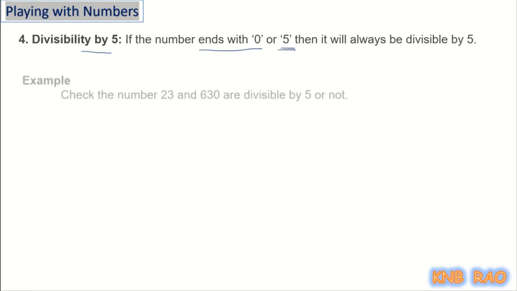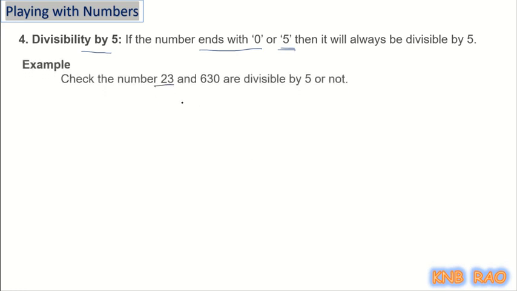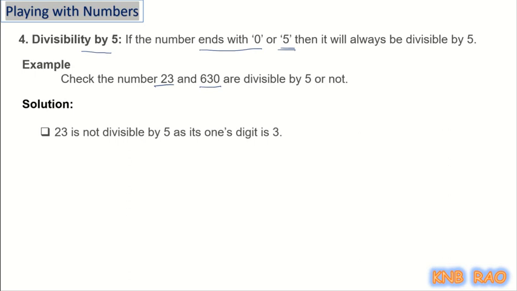So, let us check here, is 23 divisible by 5? No, because it is not ending in 0 or 5, it is ending in 3, thus it is not divisible by 5. How about 630, is it divisible by 5? Yes, it is divisible by 5. Why? Because it is ending in 0, so it is definitely divisible by 5. You can cross check once. So, 23 is not divisible by 5 as its units place is 3, and 630 is divisible by 5 as its units place is 0.